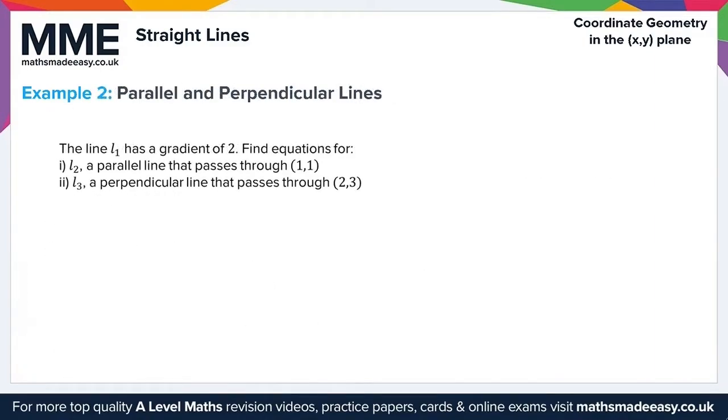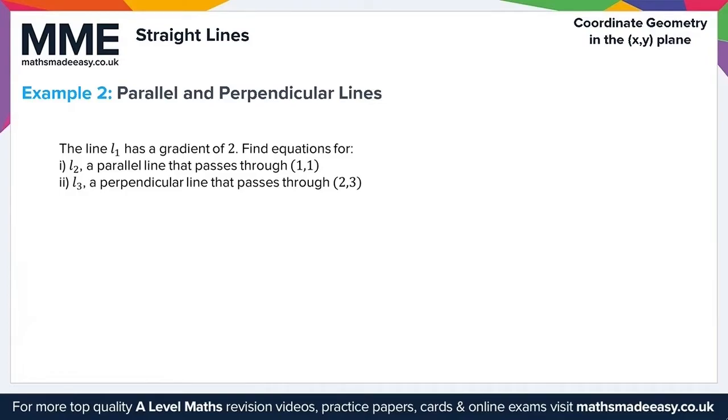Example 2 on straight lines is taking a look at parallel and perpendicular lines. So the line L1 has a gradient of 2. This example is split into 2 parts. In part 1, we're given a second line L2, which is a parallel line that passes through (1, 1). So how would we find an equation for this line?